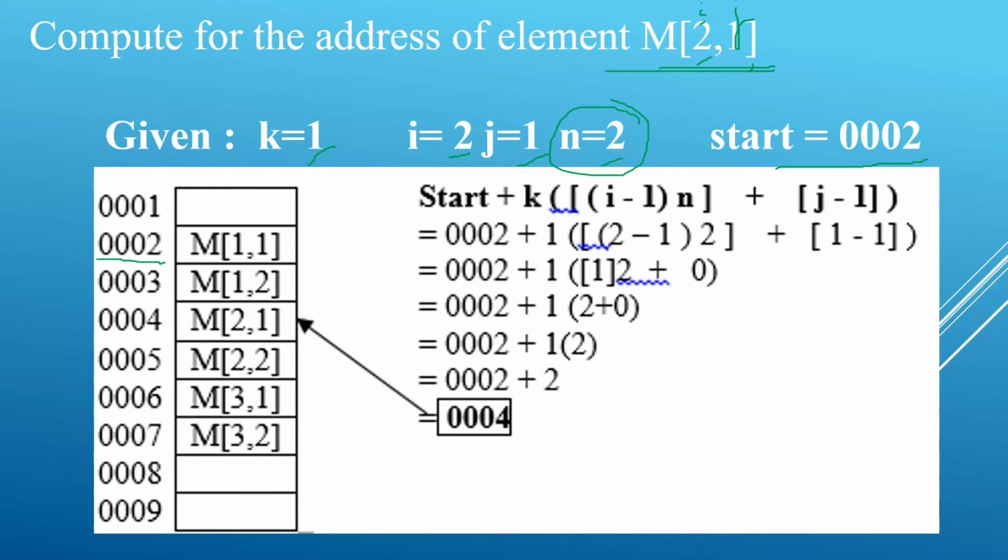And then the starting address of the first element is at 0002. So, again, let us just substitute all the variables with its corresponding value. So start is 0002, k is equal to 1, i is equal to 2, j is equal to 1, and n is equal to 2. And then, evaluate natin inner muna na mga parentheses or inner expressions. So, we have 2 minus 1, kaya yon naging 1. Copy mo lang yung iba. 1 minus 1 is 0. So, 1 times 2 is 2 plus 0. Naging 2 times 1 is 2. And then add it to 0002, we make it 0004. Ayan. So, tama, di ba? Element at row 2, column 1 is stored at address 0004.